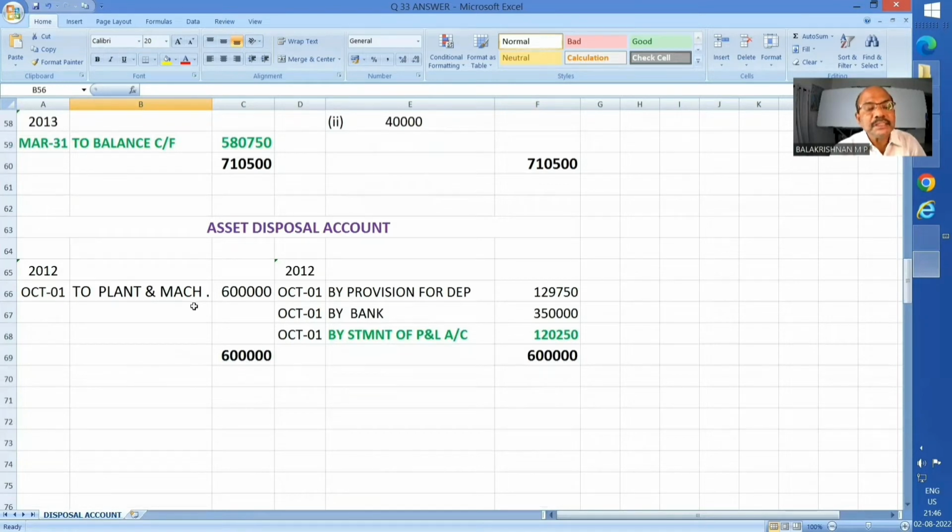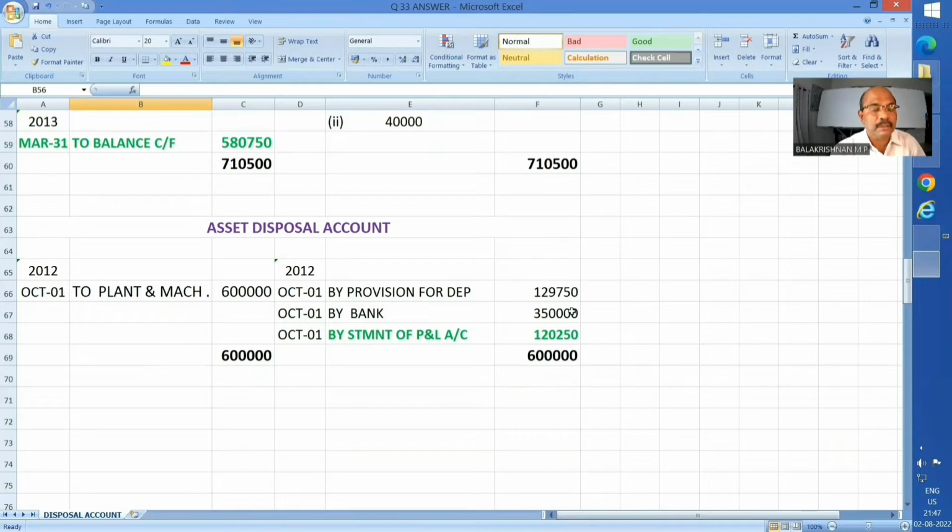Parallelly, we should shift the accumulated depreciation in respect of this particular item also within asset disposal account. The entry being provision for depreciation account debtor to asset disposal, or asset disposal account is credited by provision for depreciation. This is the amount. How we have got this amount, I have clearly worked out and shown in my last episode. You will be comfortable with this video only in case you have watched the previous episode.